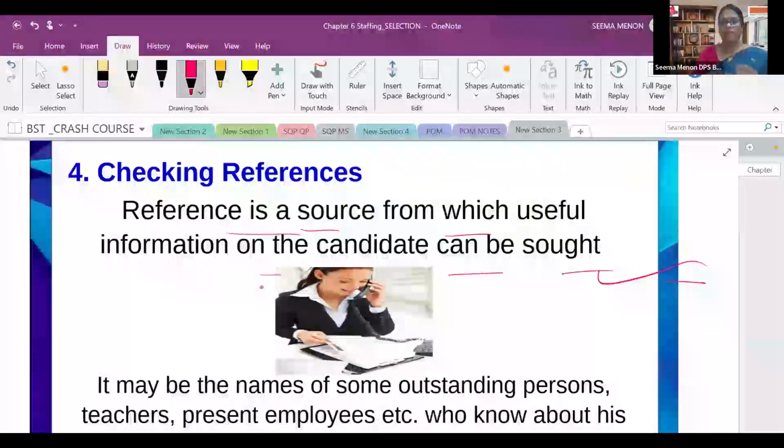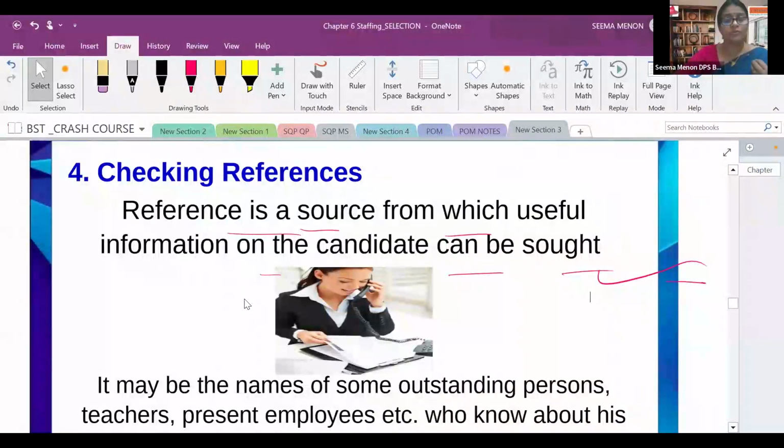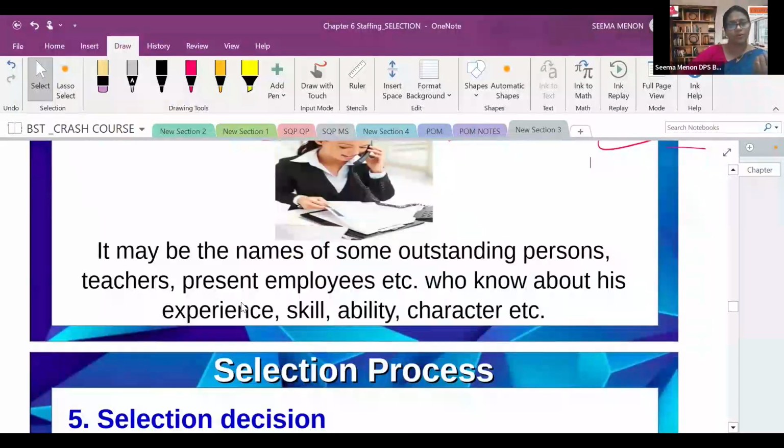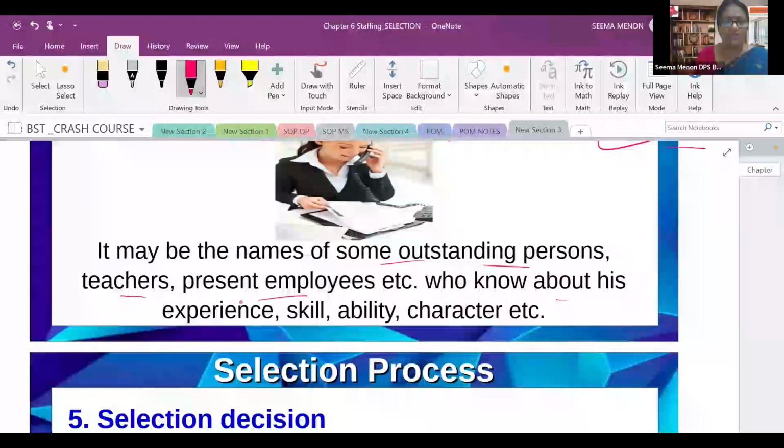We can get useful information on the candidate. The candidate may give a few people or a few organizations as references, so we can contact that organization and know more about our candidate. It may be the name of some outstanding person. They will give their previous workplace, their boss, their superiors. If they are a fresh candidate, they can give us teachers. Some give present employers, somewhere they are working, as their reference, who know about their experience, skill, ability, character, etc.